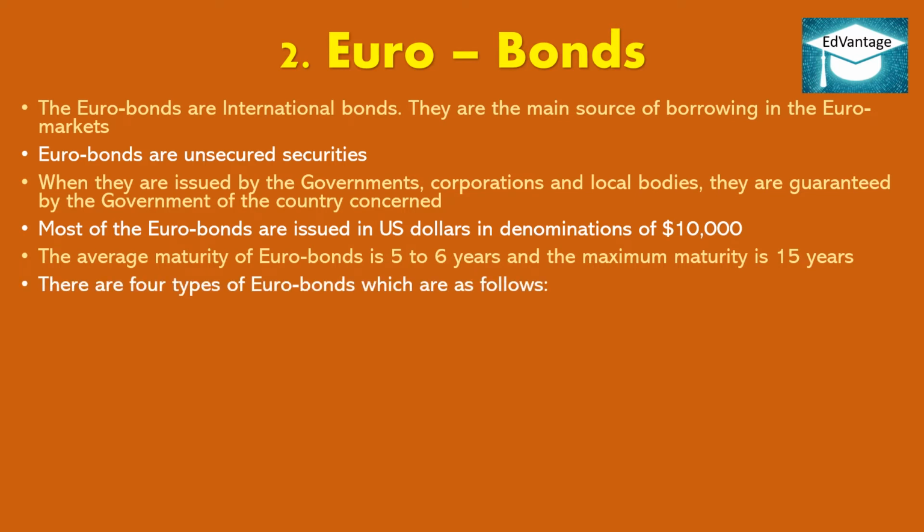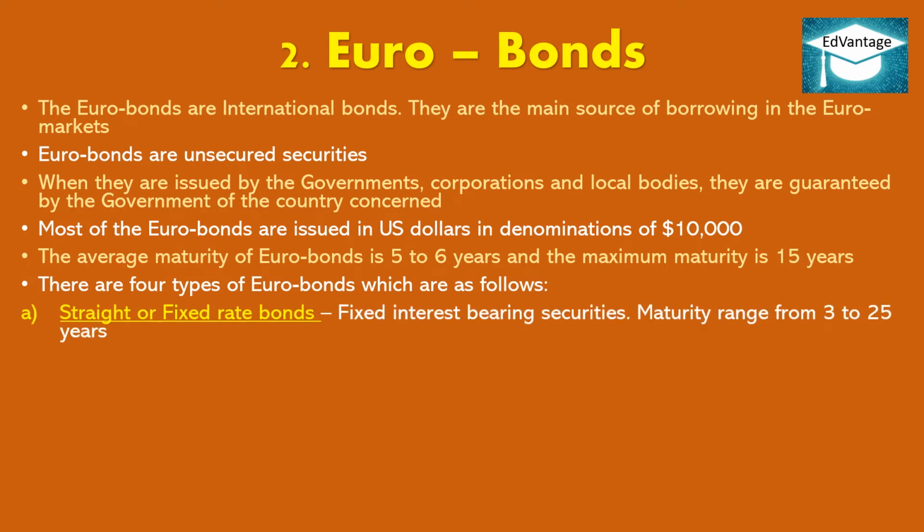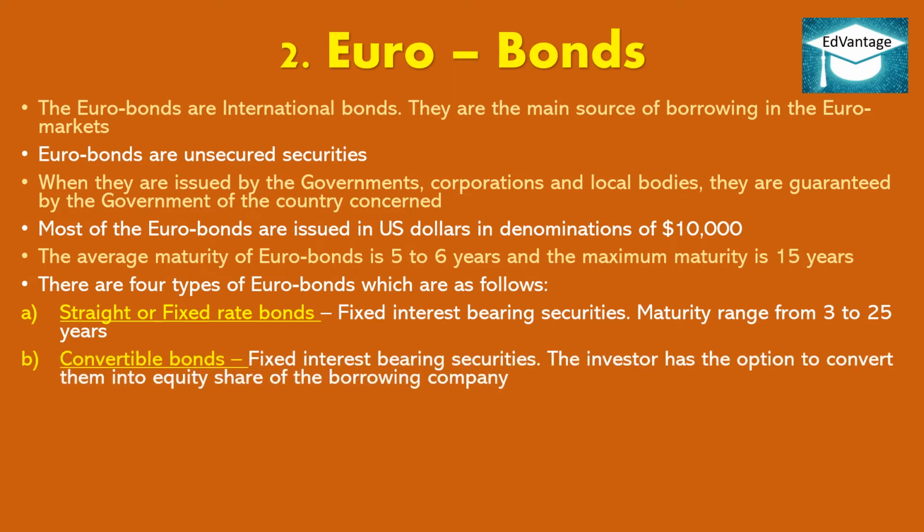There are 4 types of euro bonds, which are as follows. Straight or fixed rate bonds. Fixed interest bearing securities. Maturity range from 3 to 25 years. Convertible bonds. Fixed interest bearing securities. The investor has the option to convert them into equity share of the borrowing company.